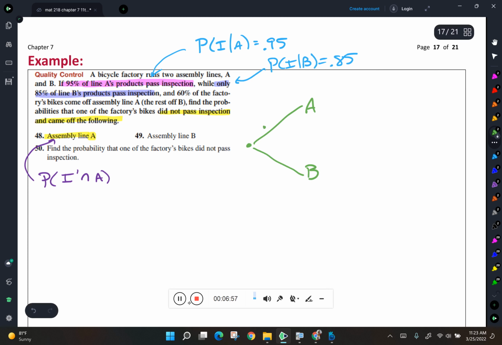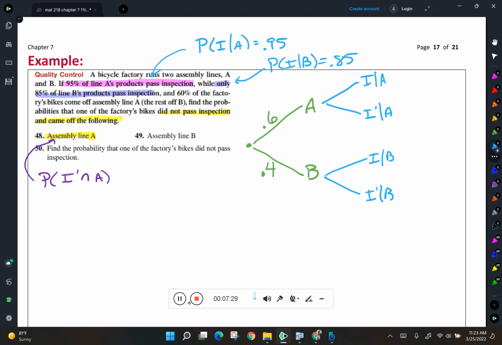Okay? 60% of the bikes come from A. That means that the remaining 40% come from B. Now, once a bike goes down an assembly line, it can either pass inspection or it can fail inspection. But these are conditional, remember? It's conditional that it passed inspection or failed inspection given that it came from A, or that it passed inspection given that it came from B, or that it didn't pass, failed, given that it came from B.